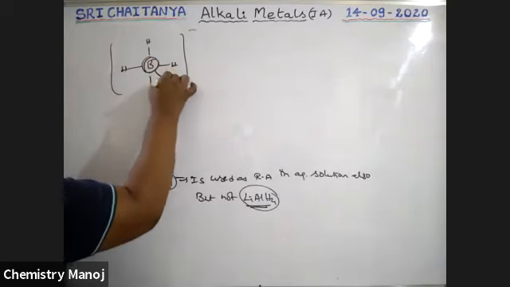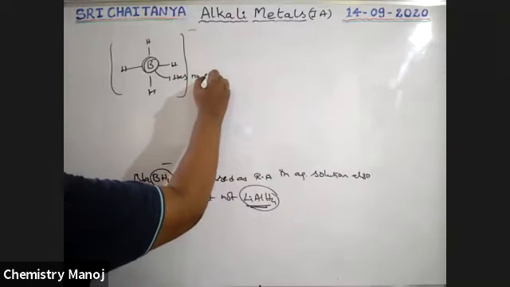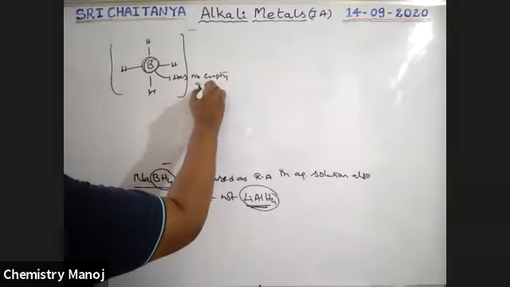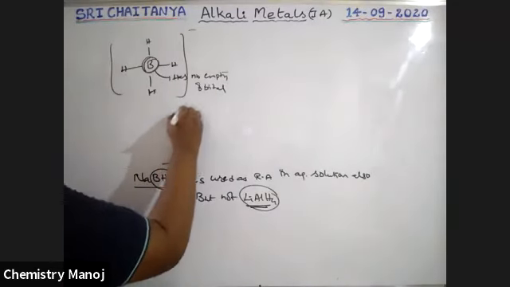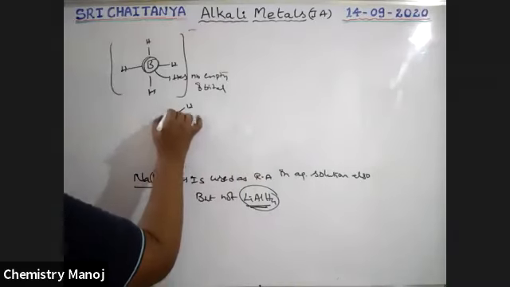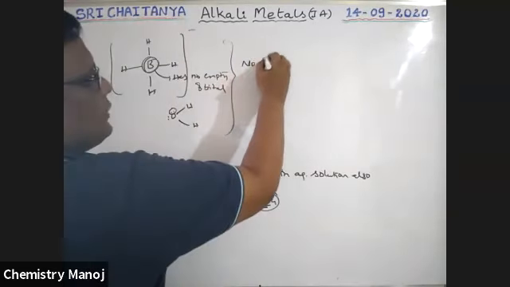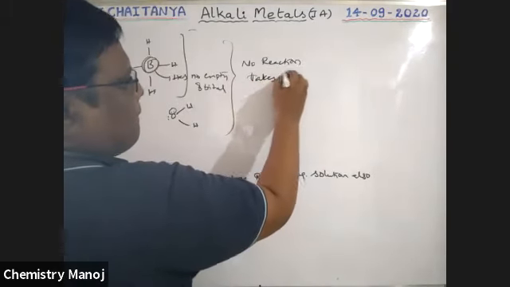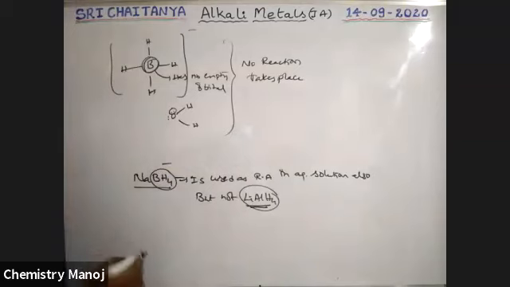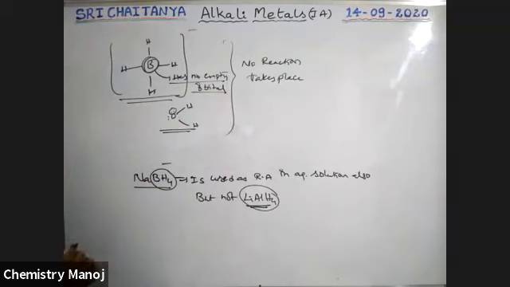Boron has no empty orbital. So if water is there, that is, aqueous solution, the water oxygen has 2 lone pairs. This lone pair is not donated. That means no reaction takes place. That's why BH4 does not react with water, because of the absence of an empty orbital.